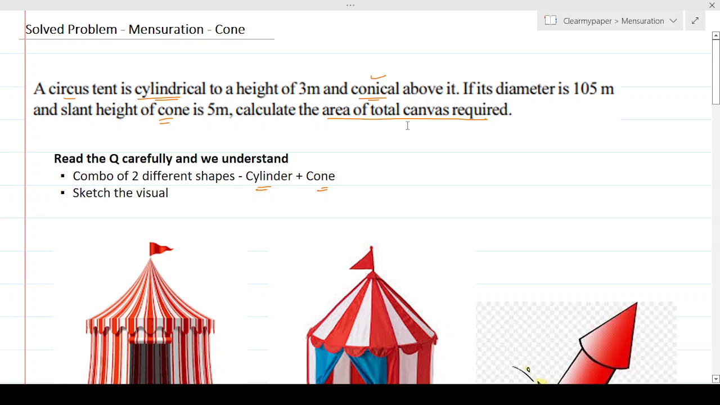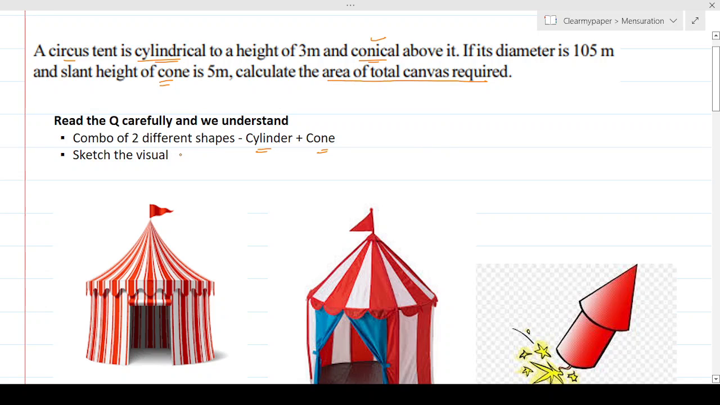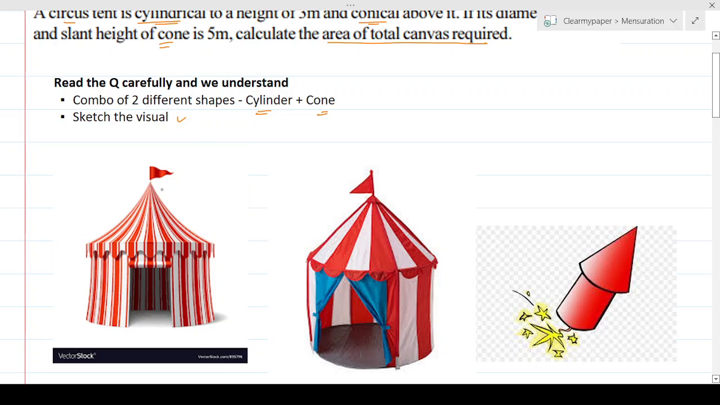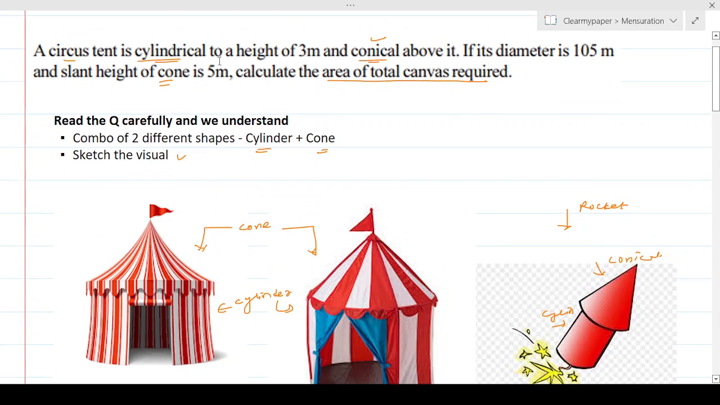So if you try to sketch the visual, which I strongly recommend for every mensuration problem or any maths problem in general, these are some circus tents where the bottom is cylindrical on both sides and the top is kind of conical. If you want another visual, a rocket is a perfect example of cylindrical here and conical here. And our objective is to calculate the area of the total canvas required.